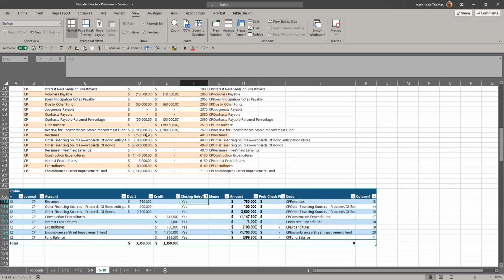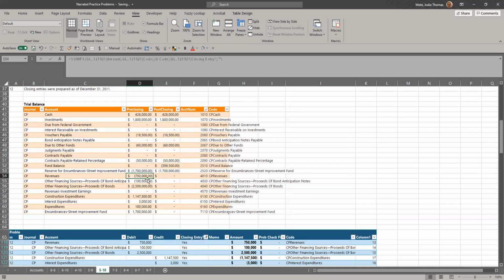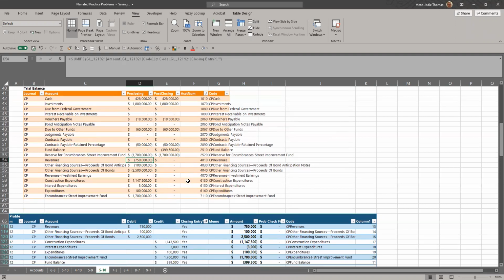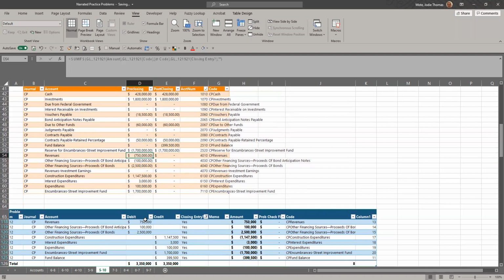So with closing entries, all you're doing is looking at your pre-closing balance on the trial balance. If you're doing the Corvallis workbook or the Smithfield workbook or the city workbook, you're just going down your pre-closing balance and entering the opposite. So you've got a credit balance for revenue, 750. That means you need to debit it. Same thing for other financing sources, proceeds of bonds. You're going to debit all your various expenditures.